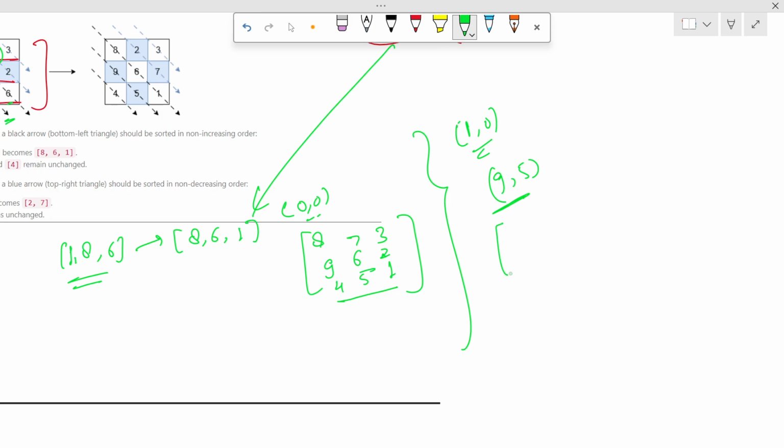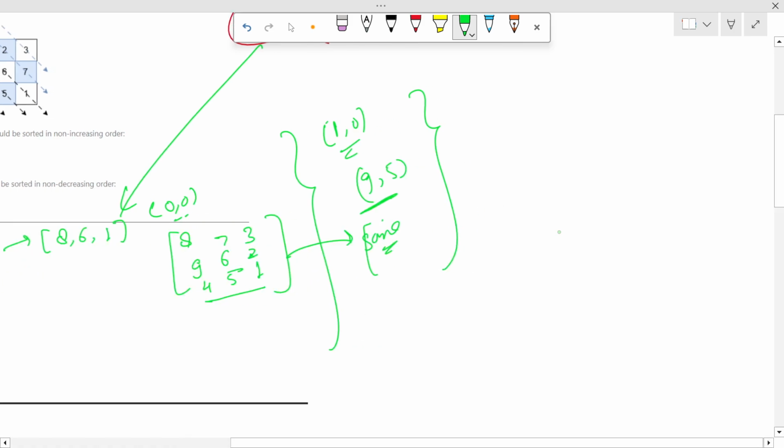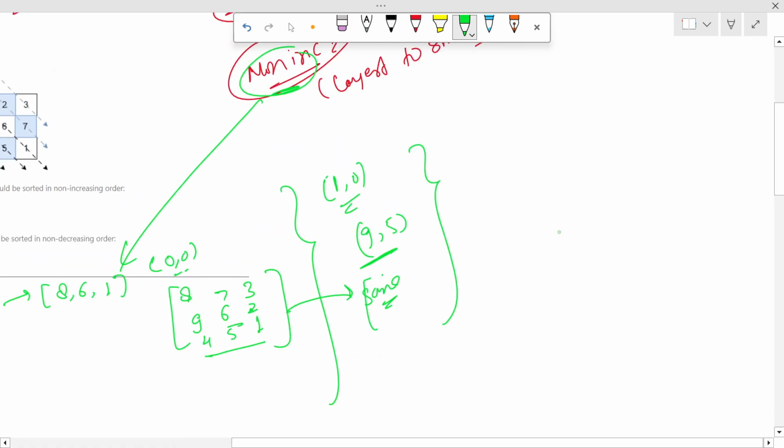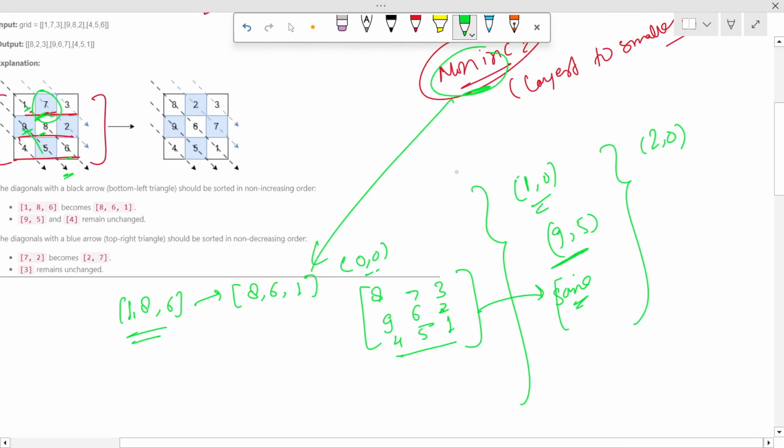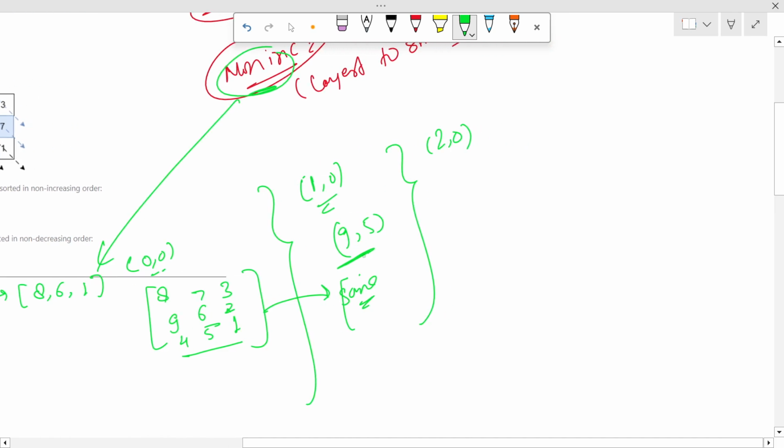So we get the same grid in the second iteration. Now the third iteration, the third diagonal, we take care of 2 comma 0. Here only 4 is present, so we get the same value and the same grid.